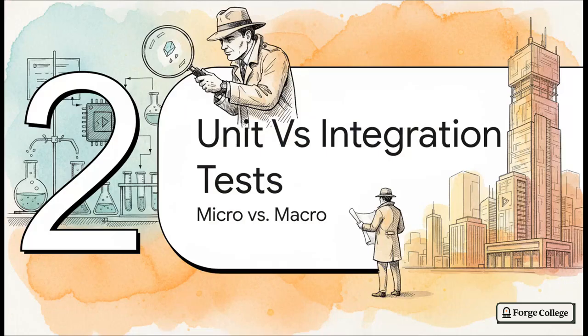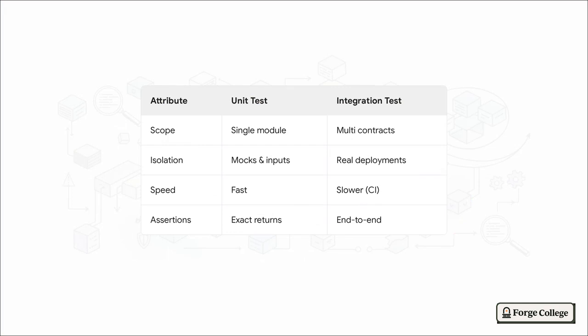Moving on to Section 2, unit versus integration tests, micro versus macro. I like to think of unit testing as a detective meticulously examining a single piece of evidence in a sterile lab. Integration testing, on the other hand, is the architect watching the entire completed building function out there in the real world. You absolutely need both. Take a look at this matrix we've sketched out. It perfectly illustrates the trade-offs here.